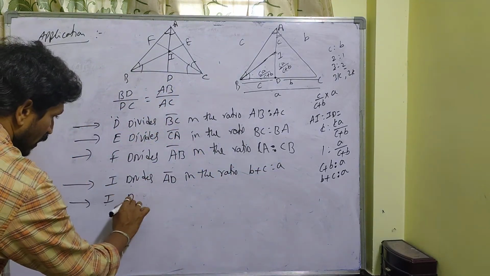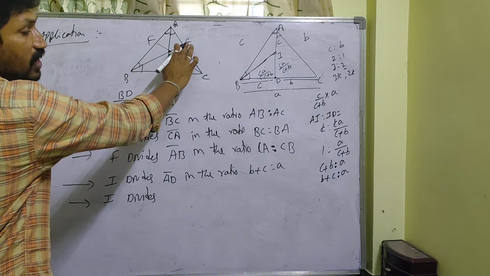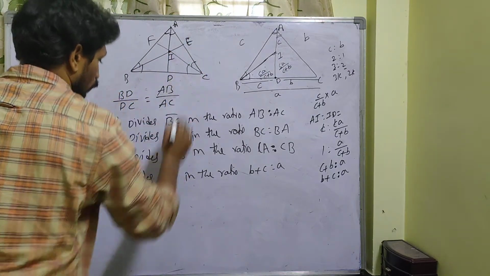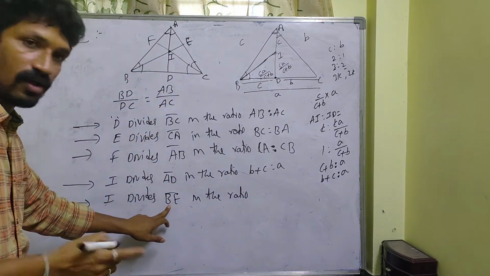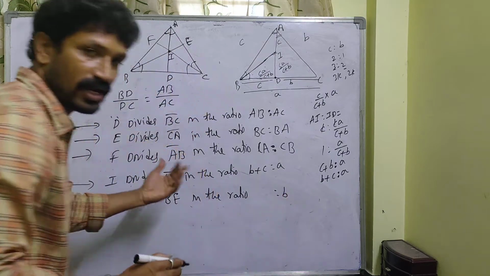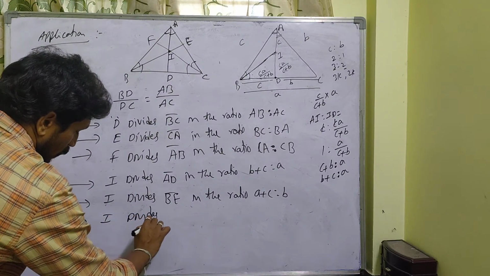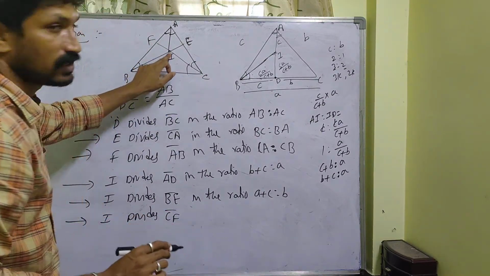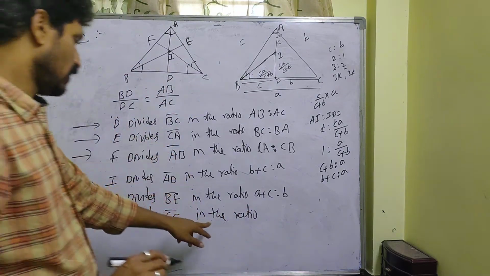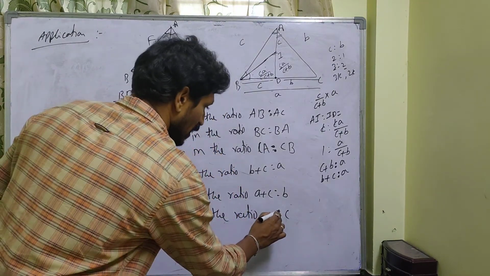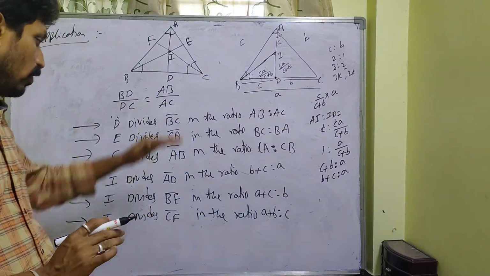Next, same. I divides the next one, BE. That means BE in the ratio. What is that? BE means, for BE you write small b here, and the remaining two side lengths A plus C. Next, I divides CF in the ratio. What is that? The C you write here, and the remaining two side lengths A plus B. A plus B is to C. Very, very important concept. Just remember.